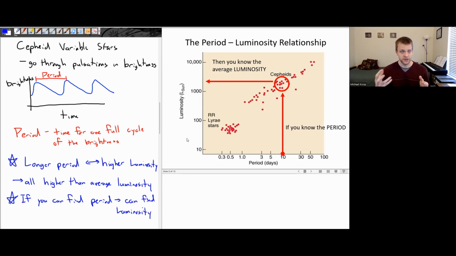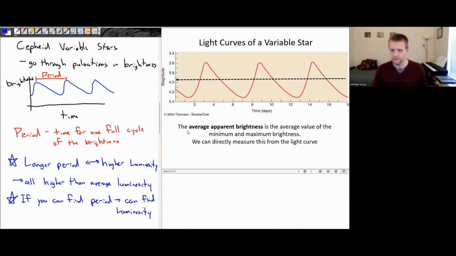And again, once we found one of these Cepheid variable stars, it's actually not too difficult to measure the period. Just watch it and see how long it takes to go through those variations in brightness. We can also get the average apparent brightness from just looking at the star: it's going through these pulsations, but on average, it has a certain apparent brightness. So we can directly measure that.